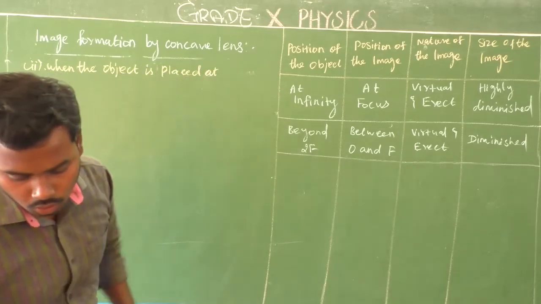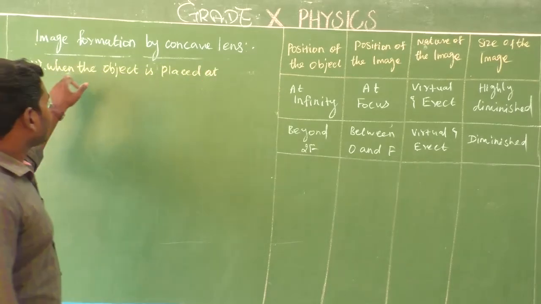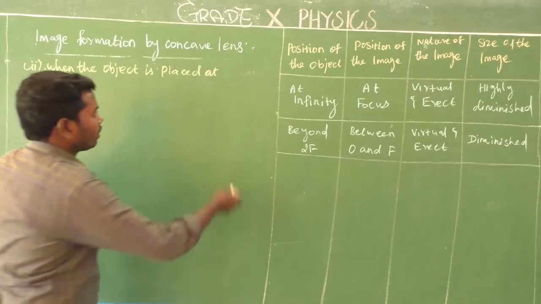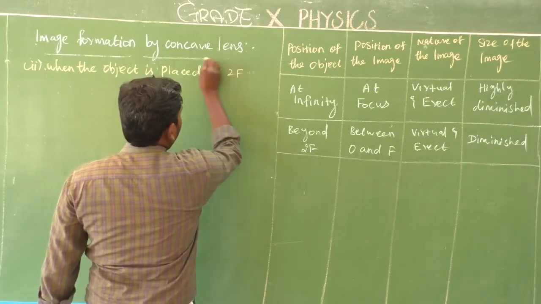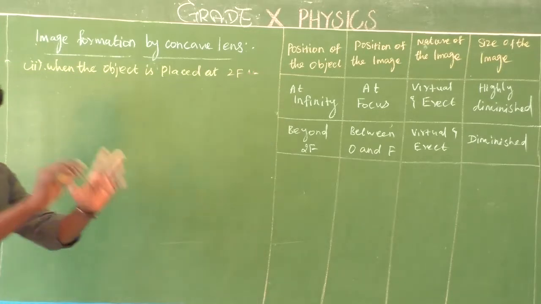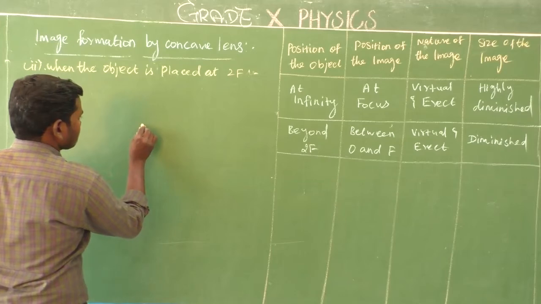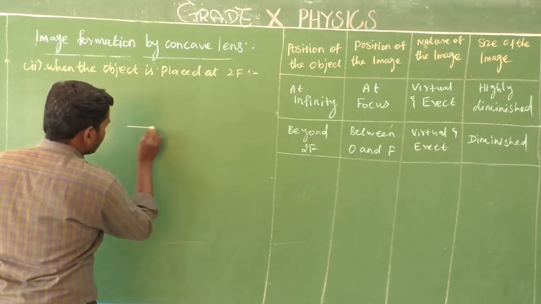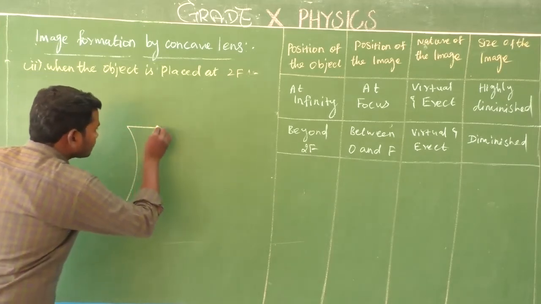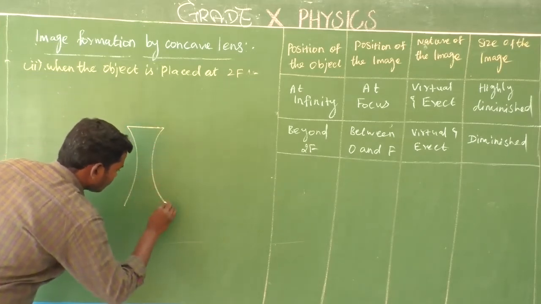So third case, look at here. When the object is placed at 2f here. Very simple. Okay, consider the concave lens.